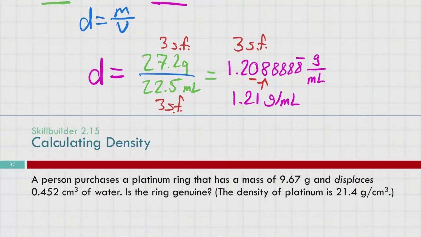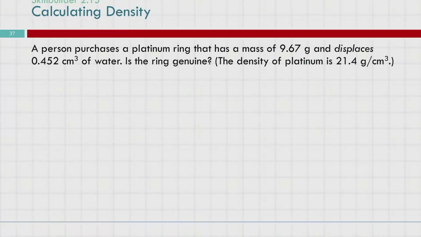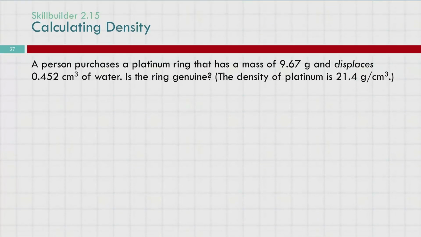Let's say someone purchases a platinum ring, ooh, fancy, and it has a mass of 9.67 grams and displaces 0.452 centimeters cubed of water. Is that ring genuine? Is it all platinum? The density of platinum is 21.4 grams per cubic centimeter. Give that a try. As a reminder, density equals M over V.